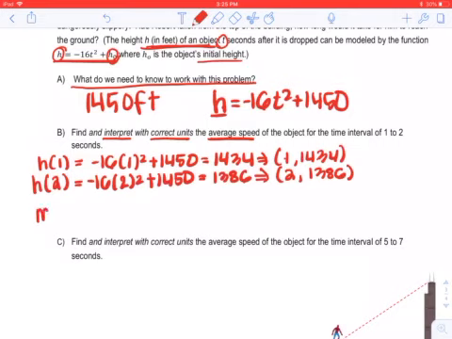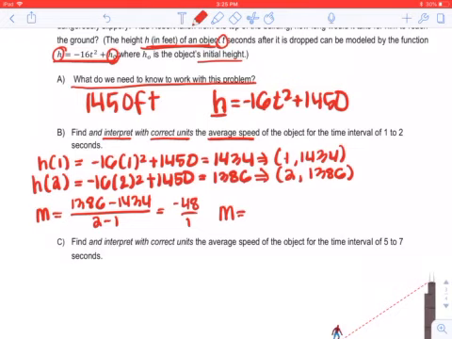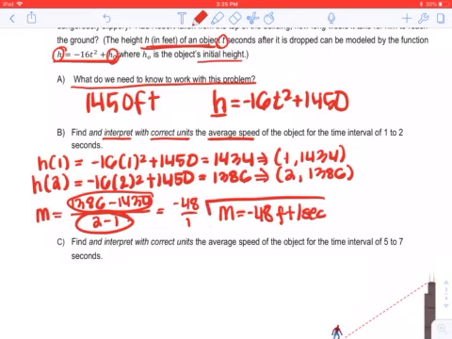So now we want to find, on average, on that interval of 1 to 2 seconds, how fast it's falling. So we're going to use slope formula, 1386 minus 1434 over 2 minus 1. That gives us negative 48 over 1. Therefore, the average rate of change, the average speed, is negative 48 feet per second. So remember, this was feet and this was seconds. So feet per second is our rate. So there's us finding with correct units.